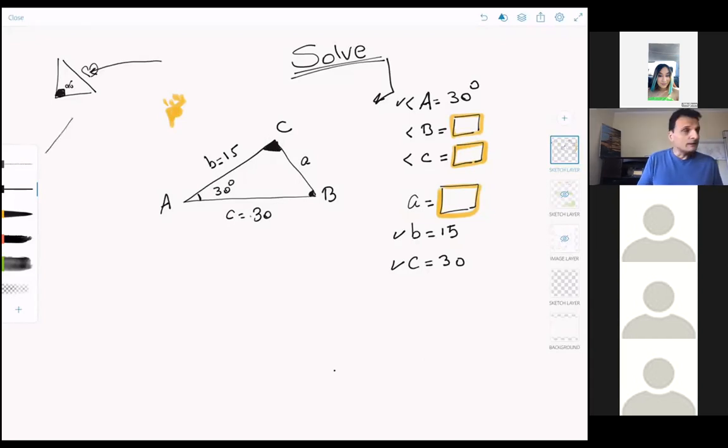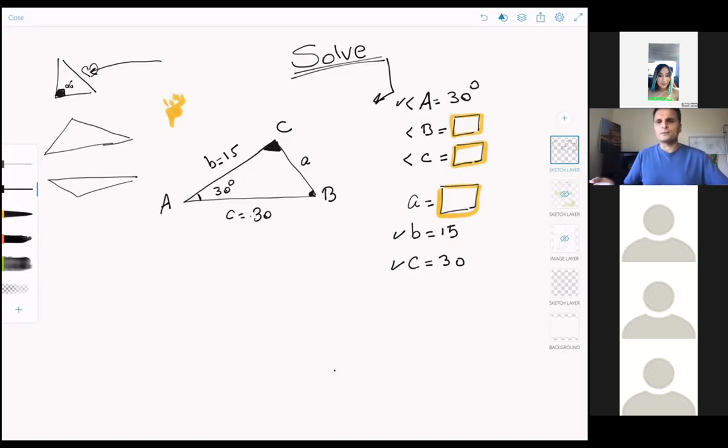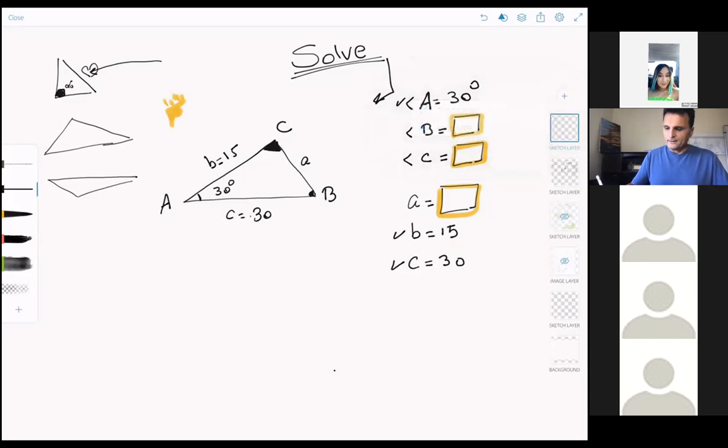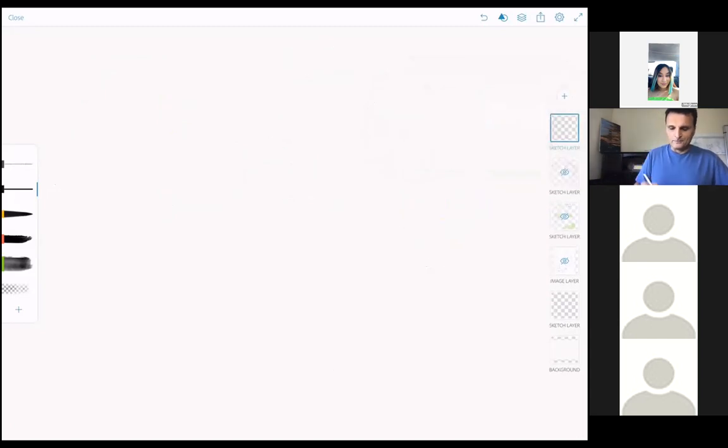If we don't have a right triangle, for any other type of triangle, we have two types of laws. One of them is law of sine, another one is law of cosine. If you compare law of sine and law of cosine, law of sine is much easier to work with. So I'm going to make another layer to go over law of sine one more time.